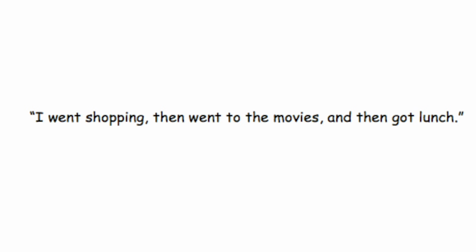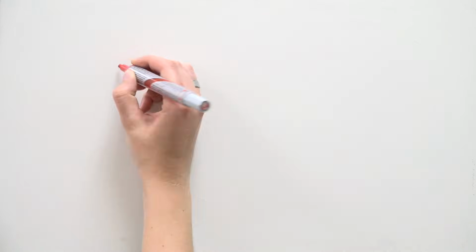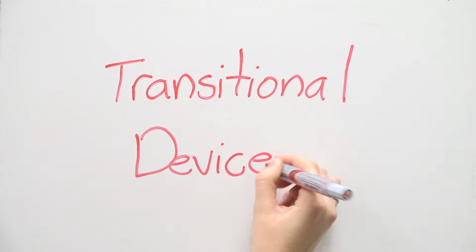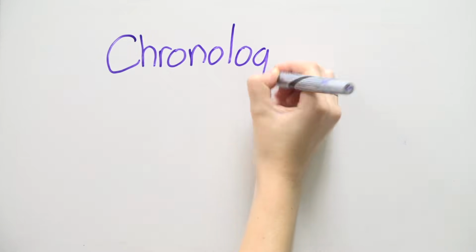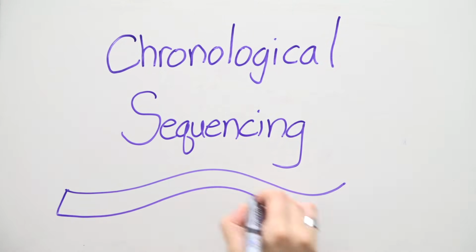Now, let's take a second to review. First, we studied repetition and variety. Then, we looked at transitional devices. Finally, we studied the importance of chronological sequencing. See how useful those devices are?